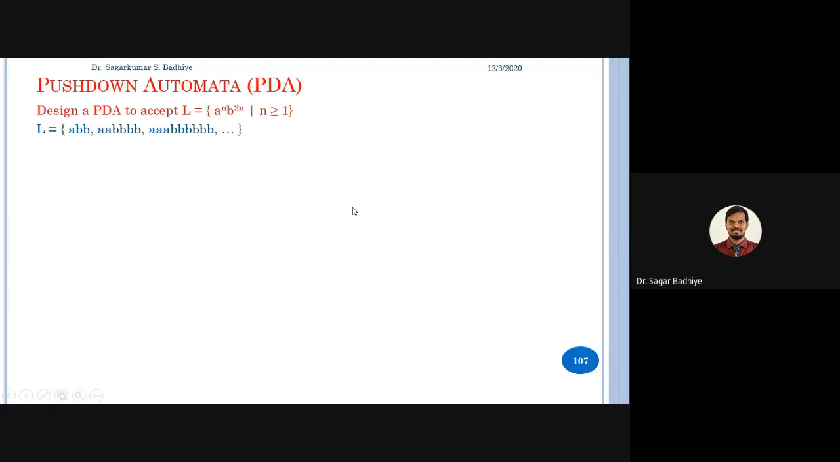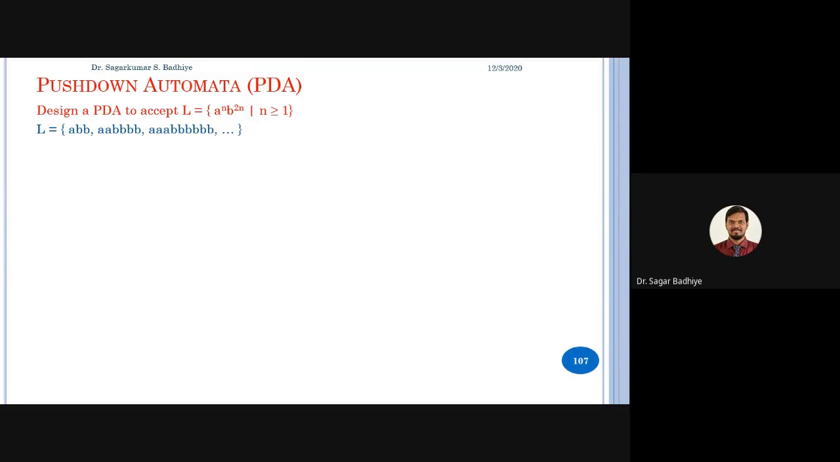But over here, we want twice the number of b's as that of a. So in this case, if you push a single a for each a read, it won't serve the purpose. Instead, in order to match the number of b's, whenever one a is read, we will push two a's on the stack.